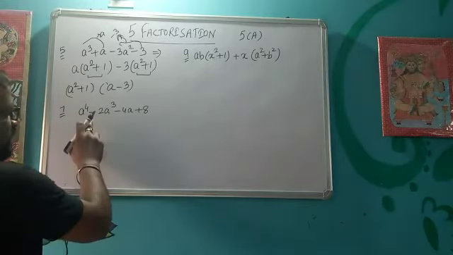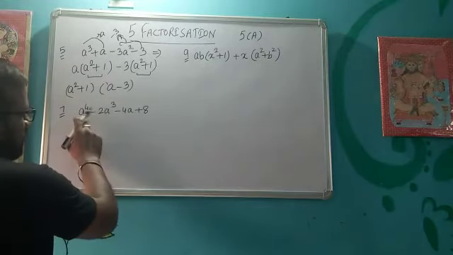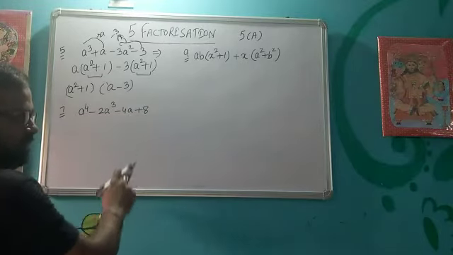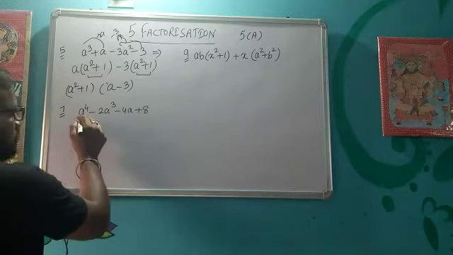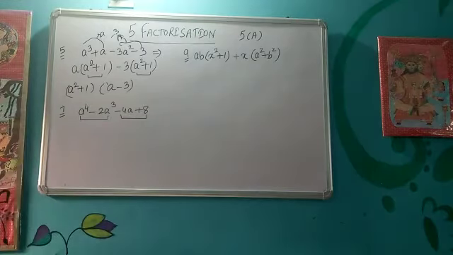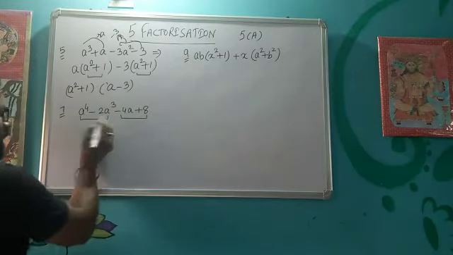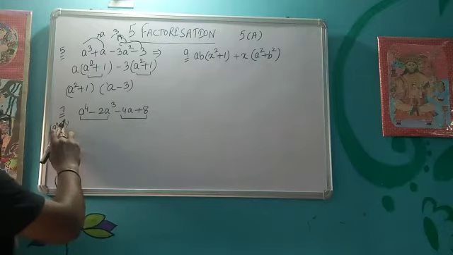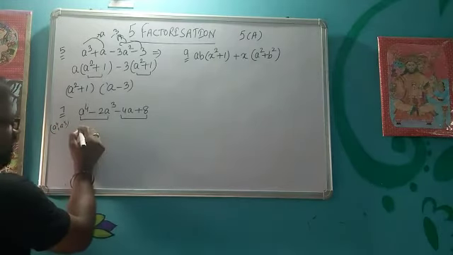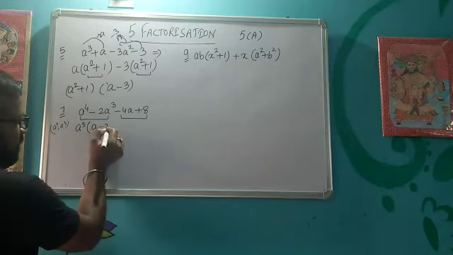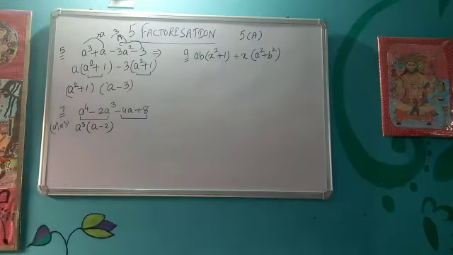Now if you see very carefully, a^4 minus 2a^3 minus 4a plus 8. Suppose these are my two groups. Among a^4 and a^3, what I have told you, we will take the lowest power as the HCF. So I will take a^3 as common, and in the bracket I am left with a minus 2.